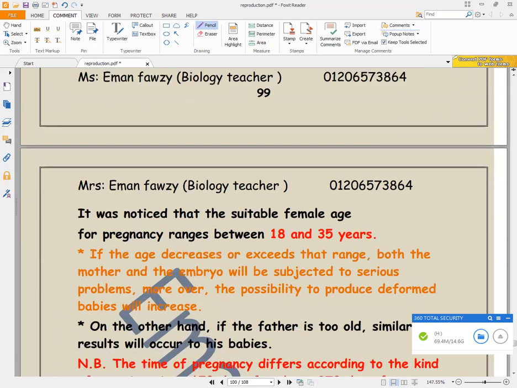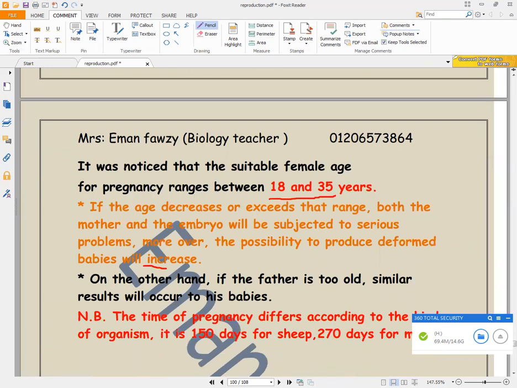Also, it was noticed that the suitable female age for pregnancy is from 18 to 35 years. If the age decreases or exceeds that range, both the mother and the embryo will be subjected to serious problems. Moreover, the possibility of producing deformed babies will increase. On the other hand, if the father is too old, a similar result will occur to his baby.